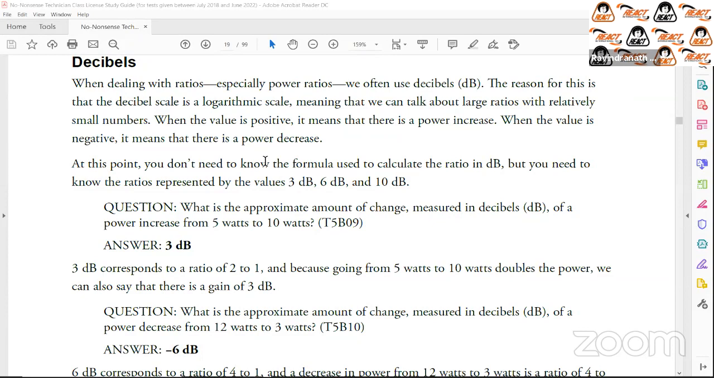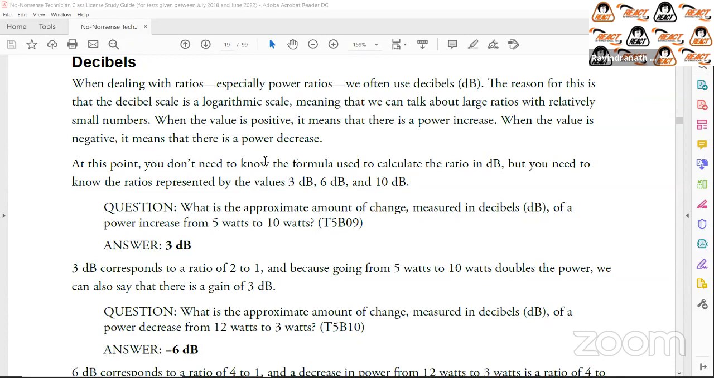So there are a couple of decibel values that you need to know for the exam. You will be given one power level and another power level, and what you need to look at is whether it's increasing from one to the next or decreasing from one to the next. So that will give the sign. And then the next thing you need to look at is: is it twice the power? Is it 4 times the power? Is it 10 times the power, for instance?